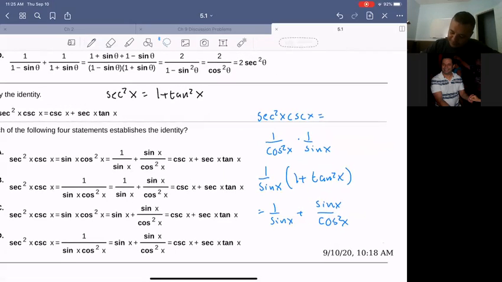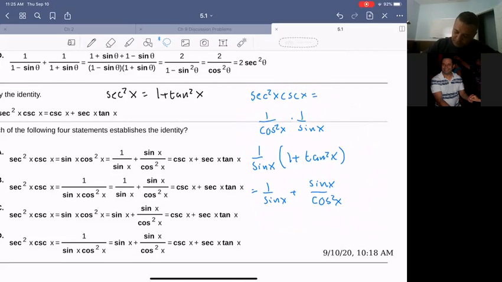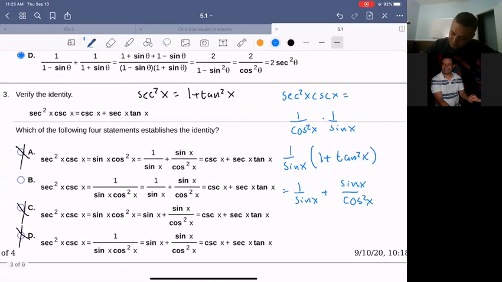That's cosecant of x plus, now sine x over cosine squared of x, I'm going to write as sine x over cosine x times 1 over cosine x. So this is my tangent of x, and this is my secant of x. Okay, all right, I'll see you all in the next video.